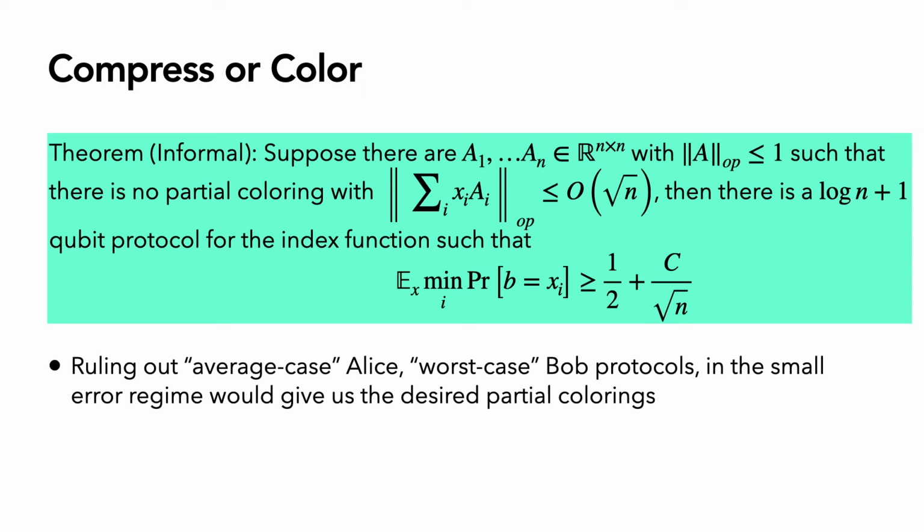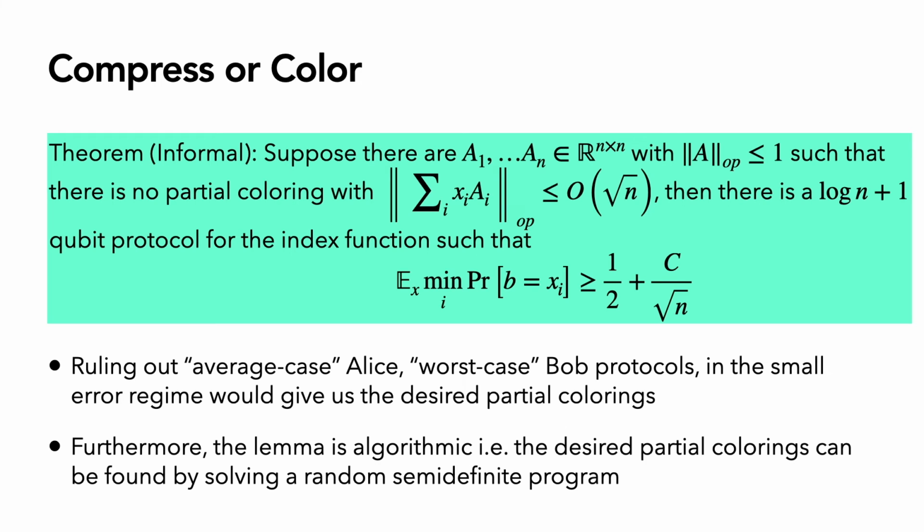Thus, to get good partial colorings, it suffices to rule out average case Alice, worst case Bob protocols in the small error regime. Furthermore, the lemma is algorithmic in the sense that these partial colorings can be found using a random semi-definite program.